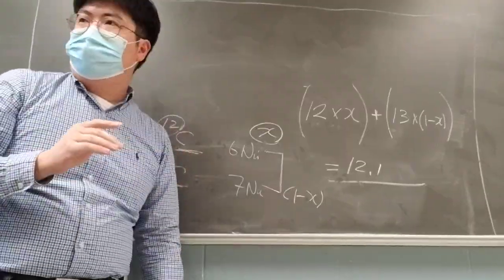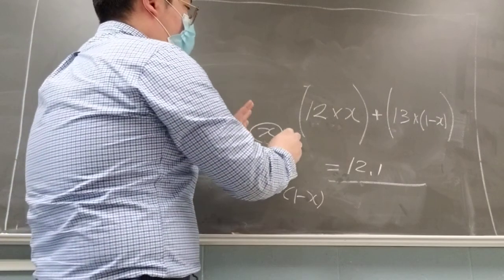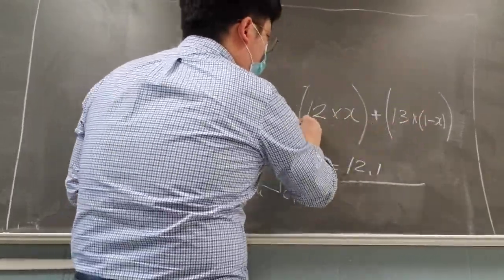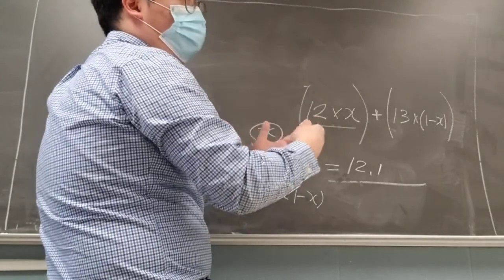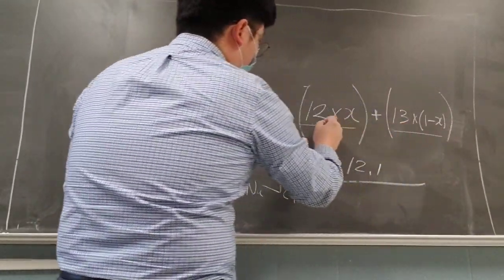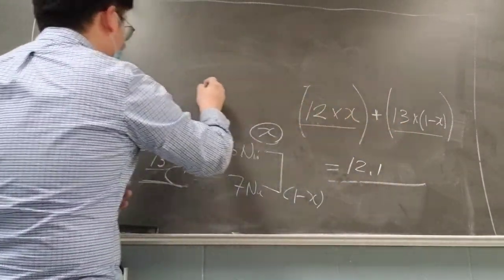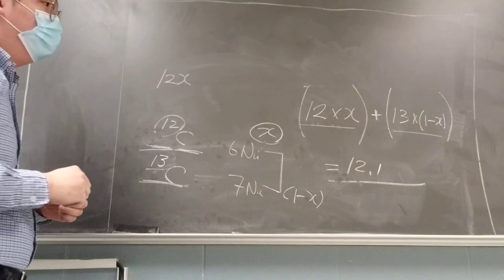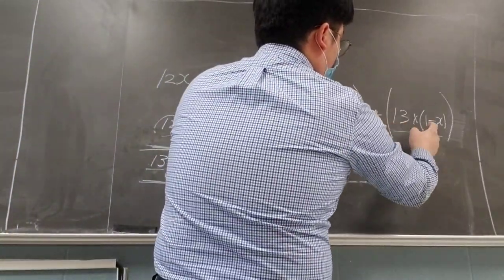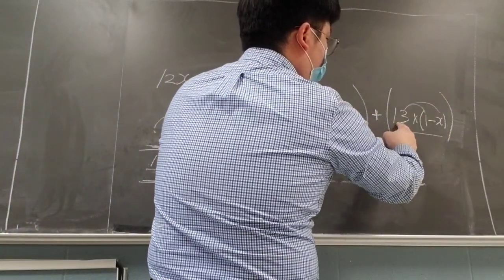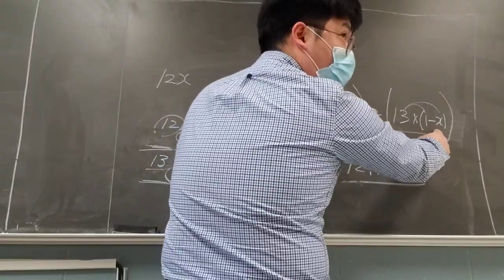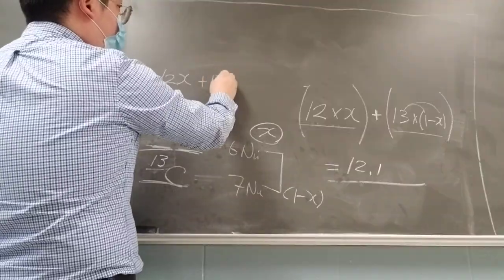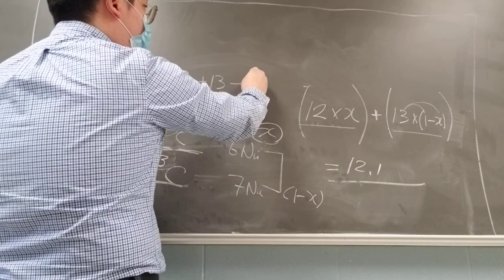Does it make sense so far? We're good? Okay. So anything is carbon-12 X in here. So let's extend this one and group the terms with X and the terms without X. This is a 12 times X, simply 12X over here, right? 12X. And then this one will be going this way: 13 times 1, 13 times negative X. So that makes 13 minus 13X.